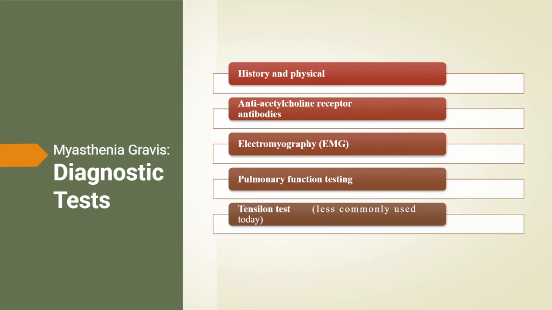These days, many facilities no longer use the Tensilon test due to the risk for sudden parasympathetic overstimulation. Instead, clinical judgment and medication history now guide decision-making. Modern diagnostic methods, antibody testing, EMG, ice pack test, are safer and more accurate.